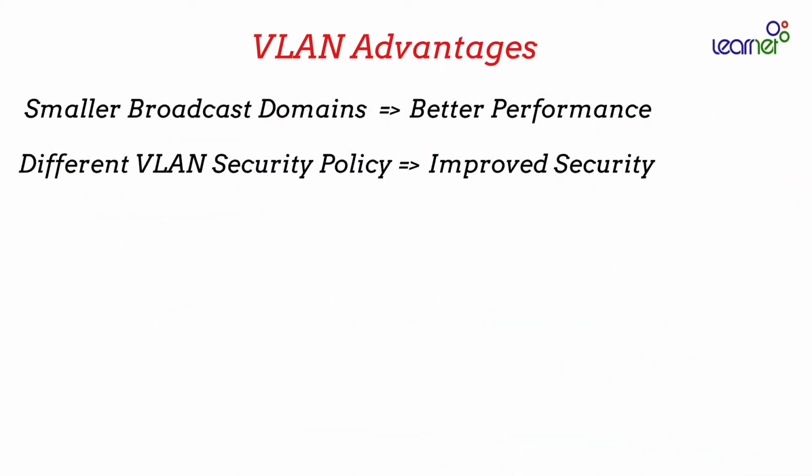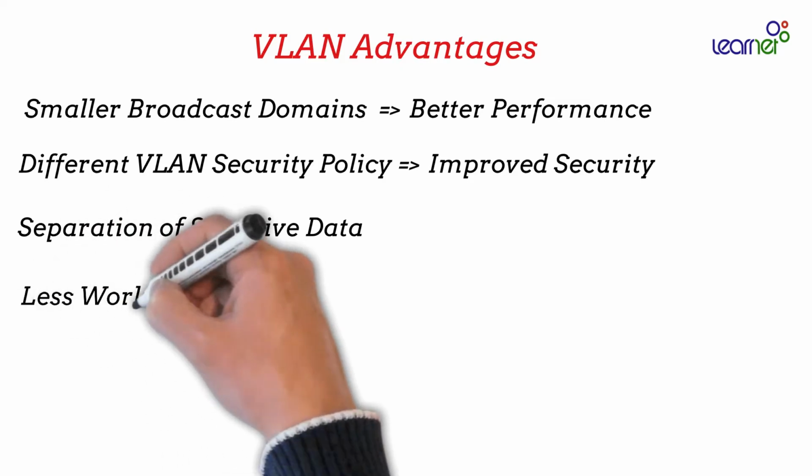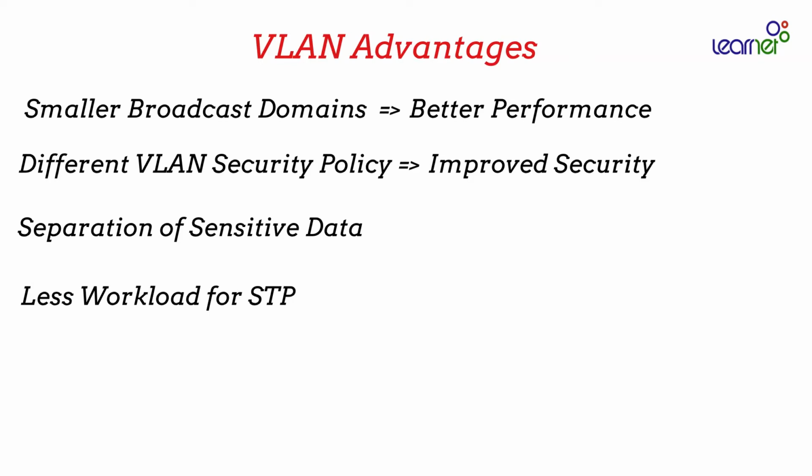VLANs have many advantages, including that they create small broadcast domains, which will increase the performance of the network. When we separate different traffic through VLANs, we have the opportunity to manage the traffic flow between them through ACLs, or access control lists, which I will talk about later in this course. VLANs help us to separate our sensitive data from the rest of the network. And finally, they generate less workload for spanning tree protocol, or STP, another topic in switching which I will talk about later in this course.